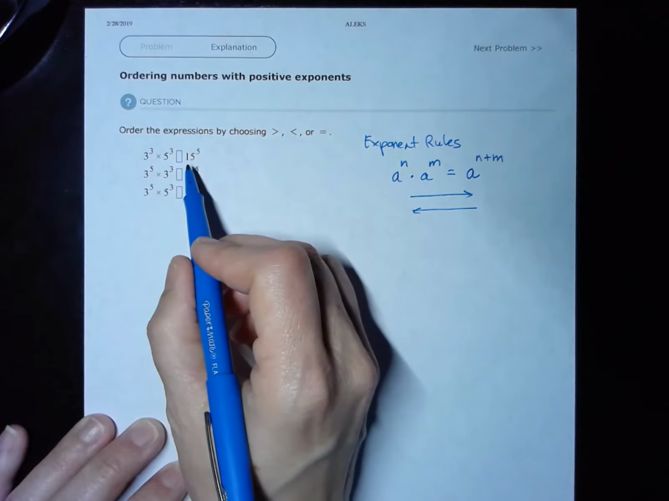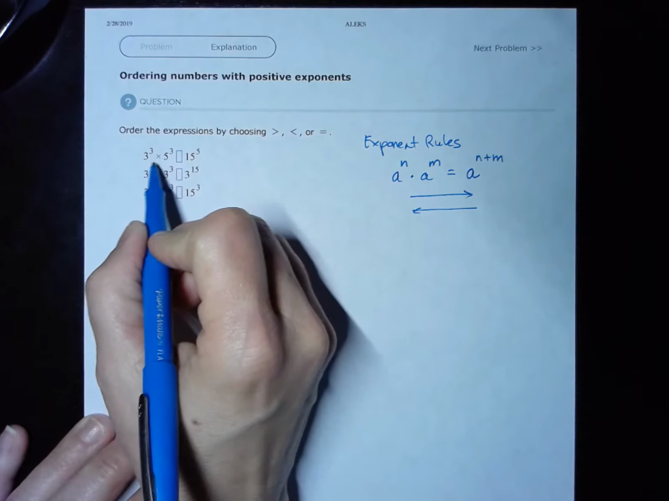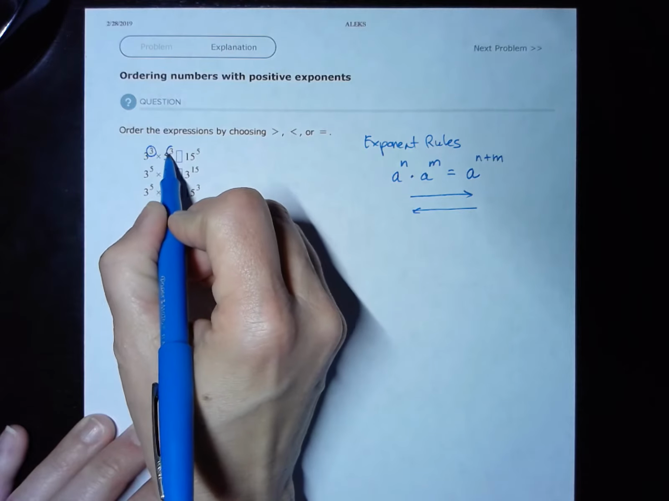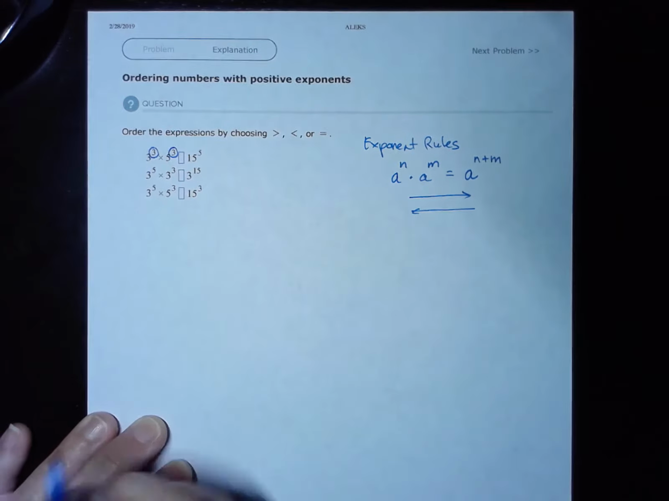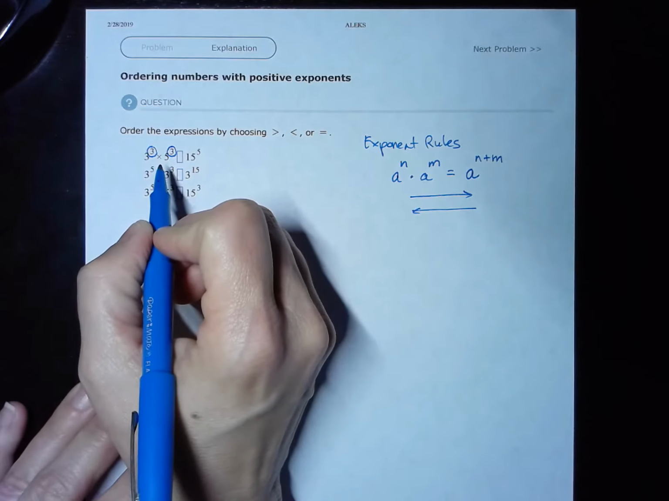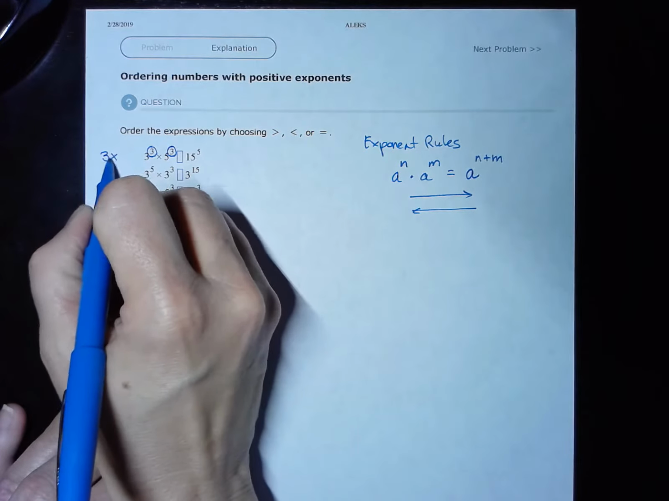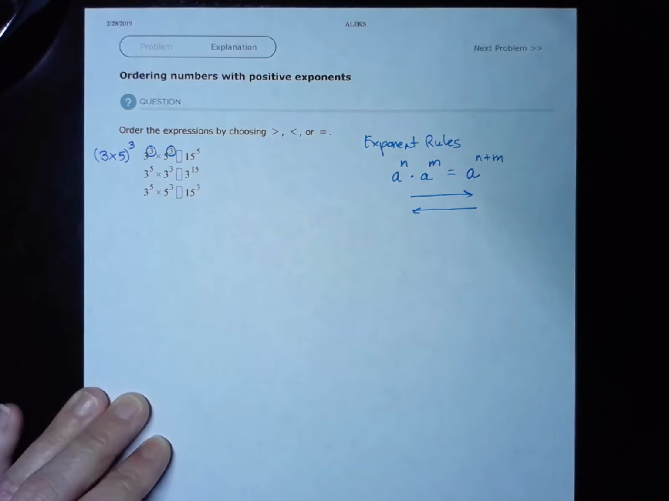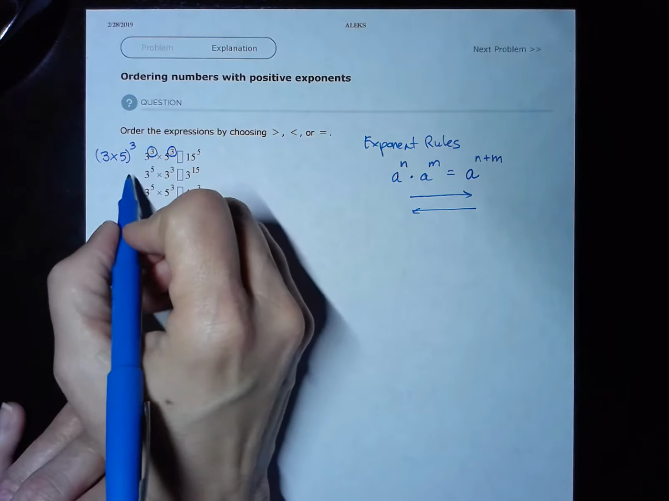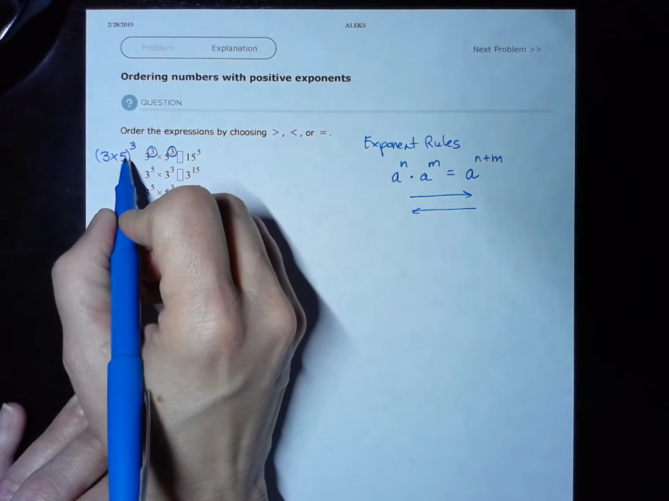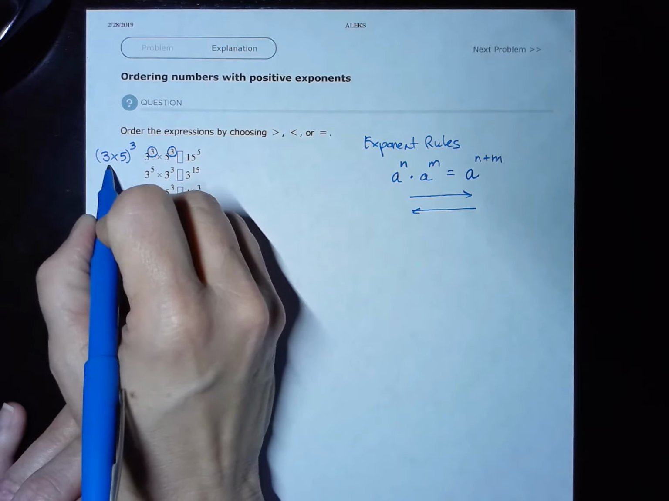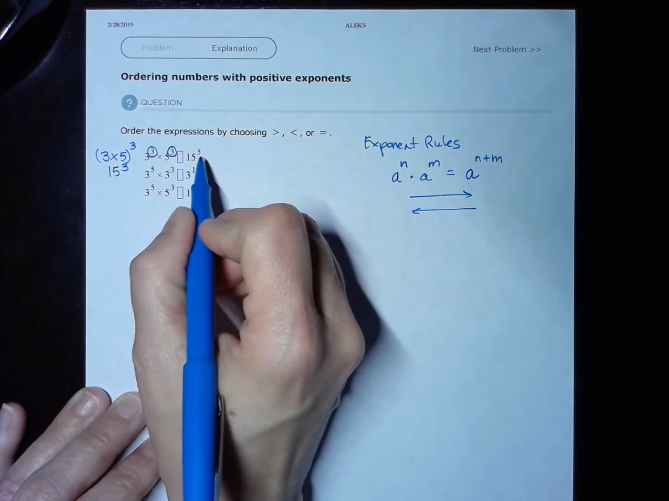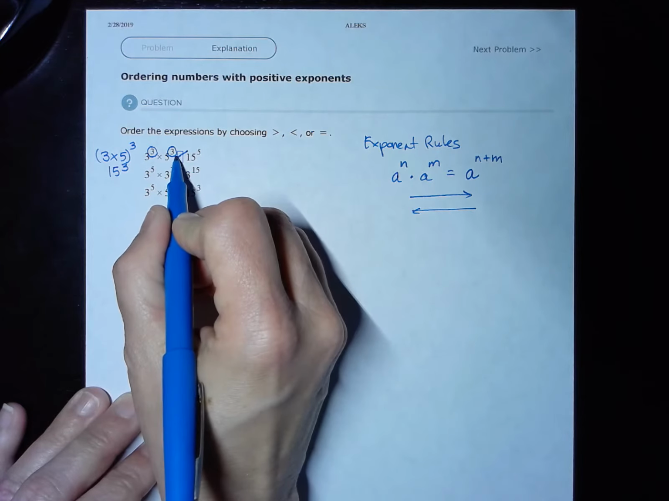So if you notice on the first one, we don't have the same bases, but we have the same powers. This is telling me that I can take 3 times 5 and raise it to the third power because the power was the same. So then this becomes 15 to the third. And I'm trying to compare 15 to the third with 15 to the fifth. And obviously 15 to the fifth is going to be larger.